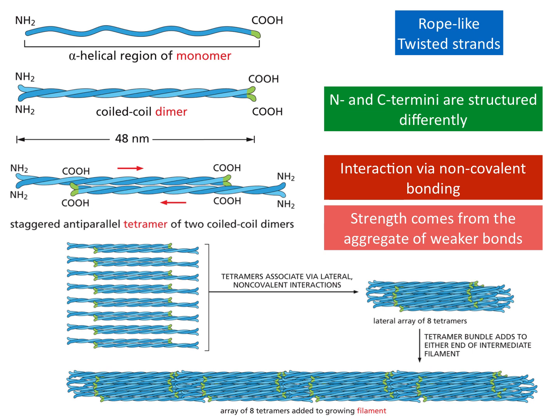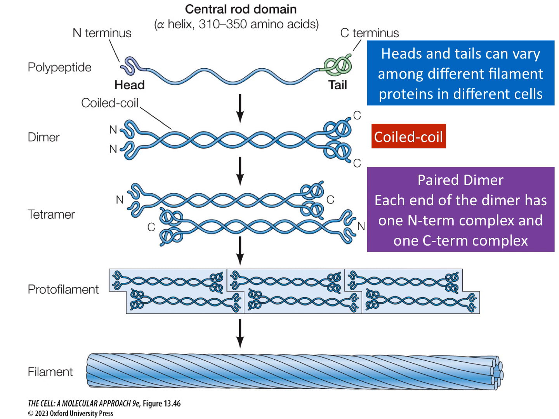The staggered antiparallel tetramer of two coiled coils. Here you have a coil here and a coil here, and it's staggered in that the ends don't match up. This forms a tetramer. A collection of tetramers, 8 tetramers, come together in a lateral array to create this bundle. And these bundles connect end on end to make the fiber of an intermediate filament. So this is really just an image of a similar thing from a different book, but I think it shows the unique structure of the head and tail a little better than the image from your book.